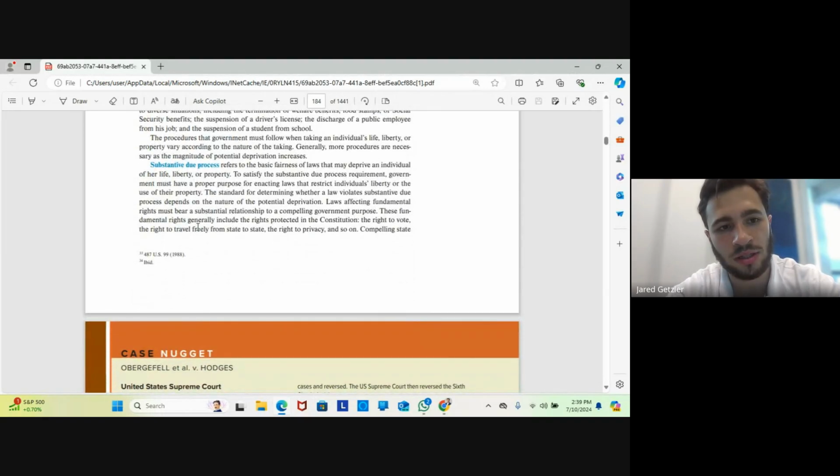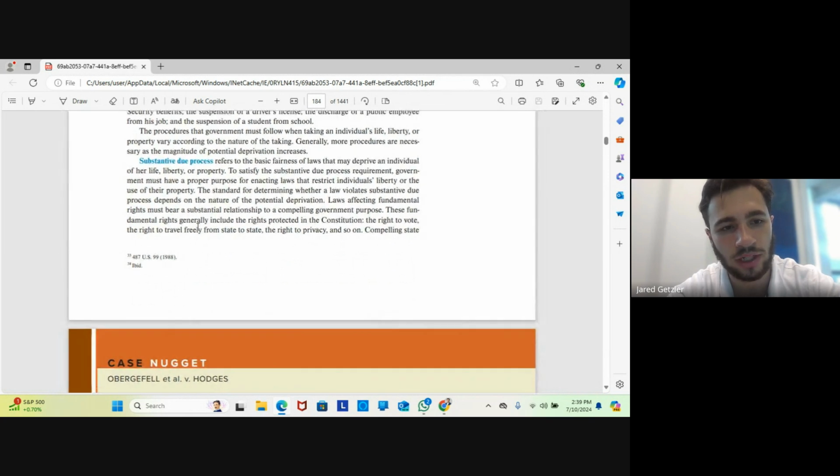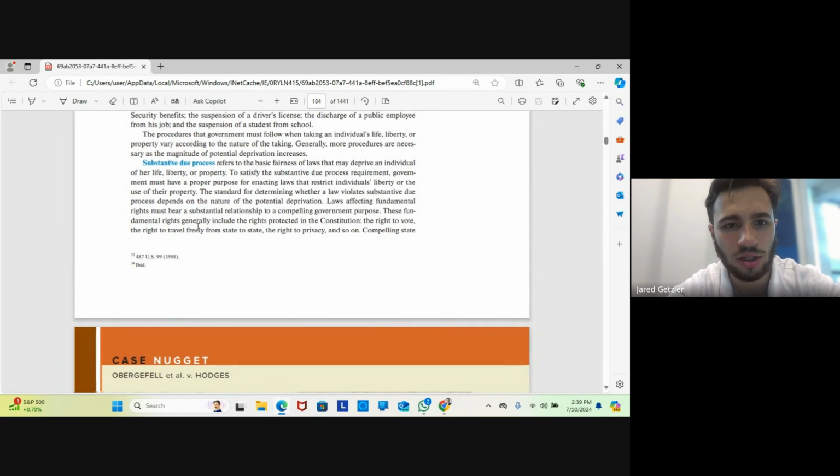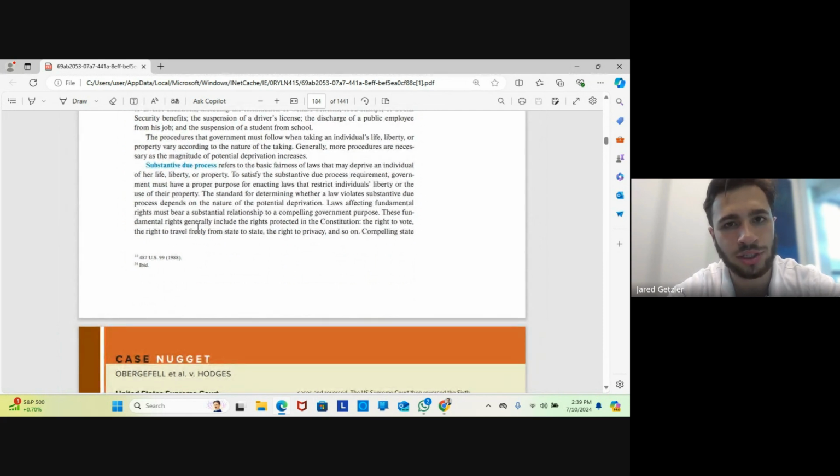And then we also have substantive due process. All this is the basic fairness of laws that might deprive an individual of life, liberty, or property. So this means that when a law is passed, there has to be a good reason why, if a person violates it, their liberty or property should not be allowed to be used. So I can't say, hey, this person can't use their property because they're 6 feet tall. We can't do that because that's unfair. Why would you punish someone for being 6 feet tall? So we can't do that. That's going to violate substantive due process.